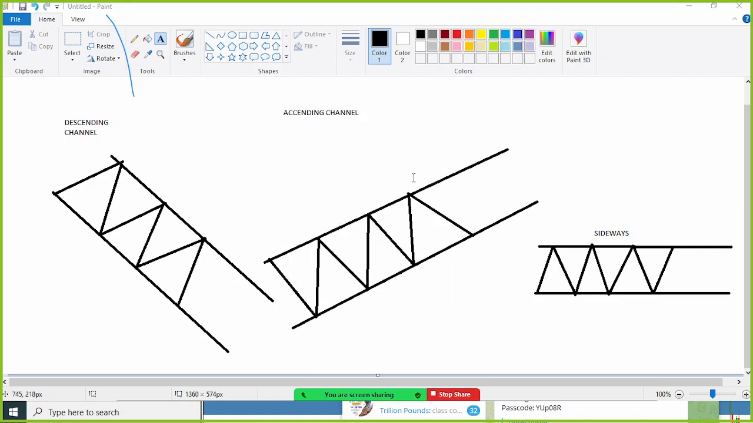So I've answered your question. Whenever you are drawing or you are using a trend line, make sure you ignore the wicks and then you consider the closes and then the bodies, sorry, the opens of the candle.